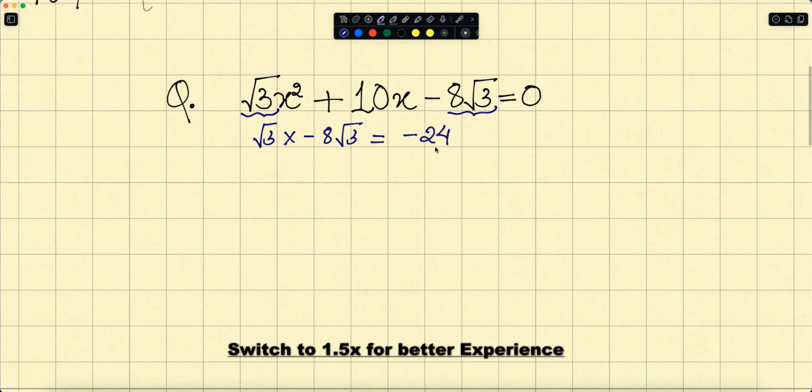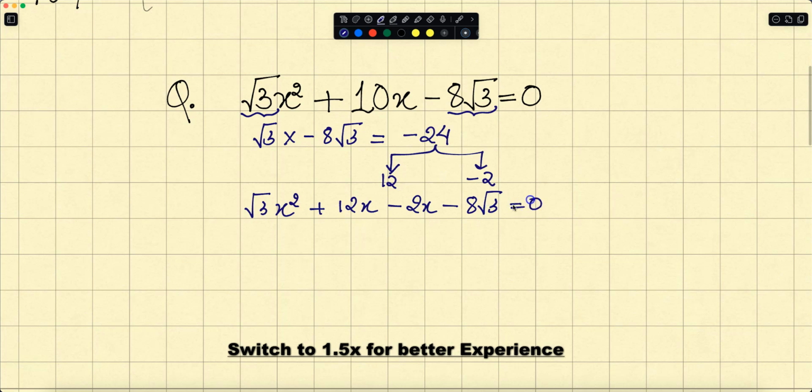So the two factors that we can find here are 12 and negative 2. 12 minus 2 is equal to 10. So here we will write it as root 3x square plus 12x negative 2x minus 8 root 3, which is equal to 0.